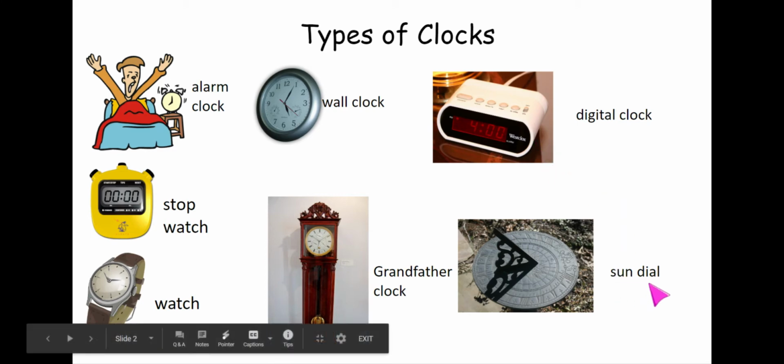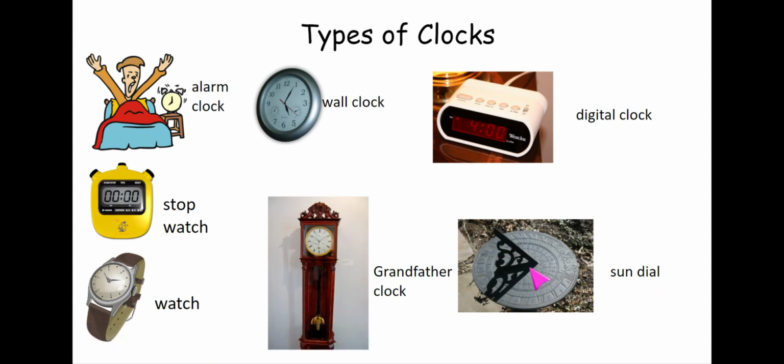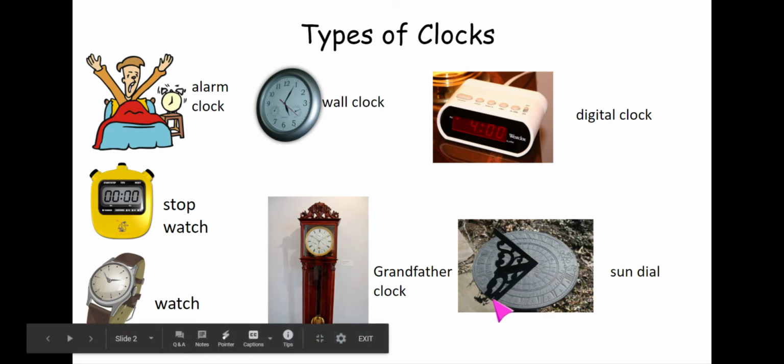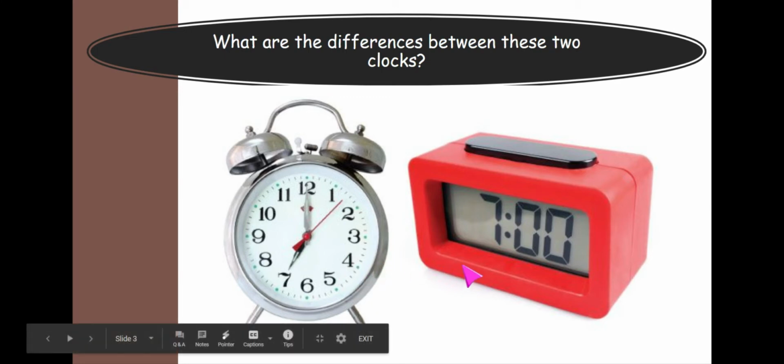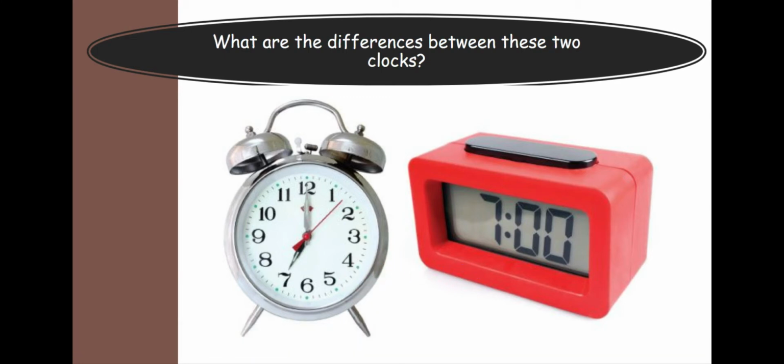Lastly, we have the sundial. The sundial uses the sun and the shadows to figure out what time it is. What are the differences between these two clocks? I want you to take a look at the two pictures and tell me what differences do you see between the two types of clocks?